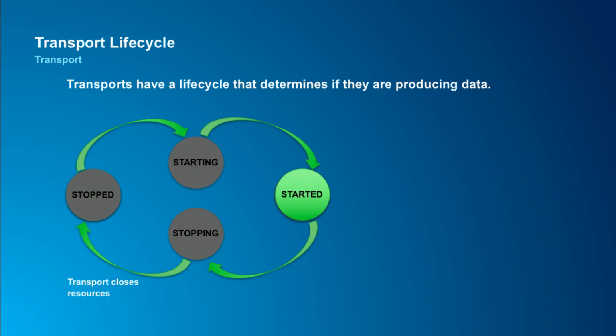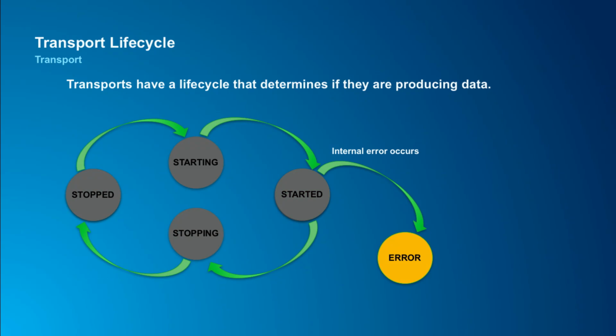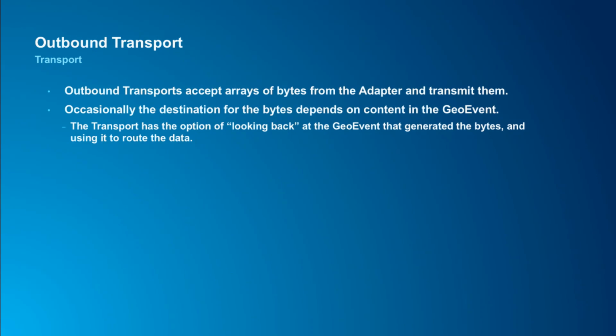So when an error occurs, then it goes into an error state. The server can ask the transport via interface what causes the problem.